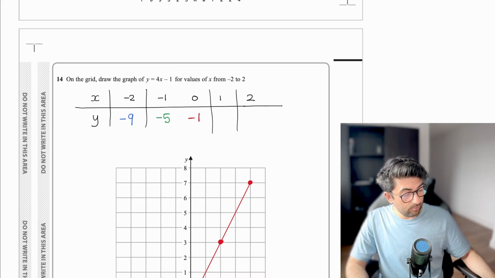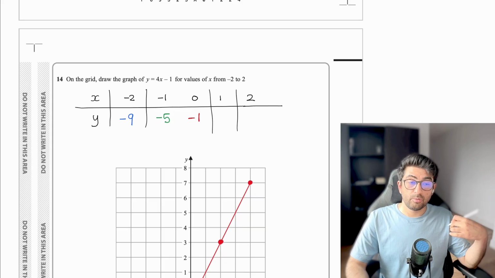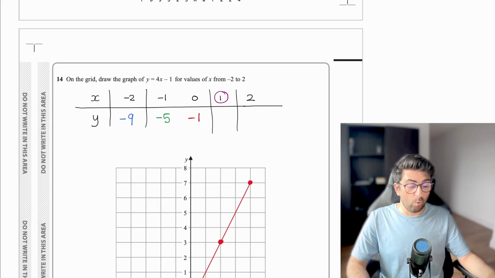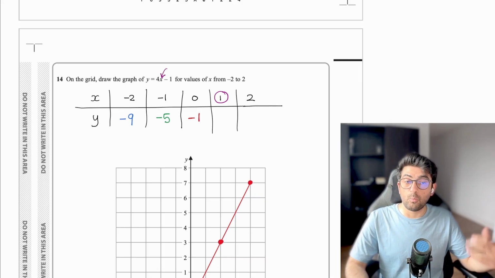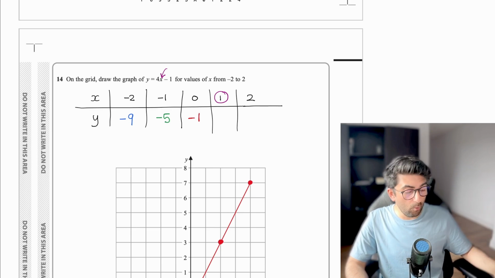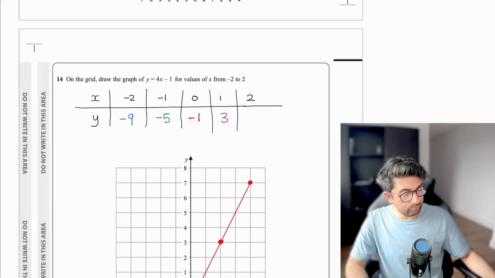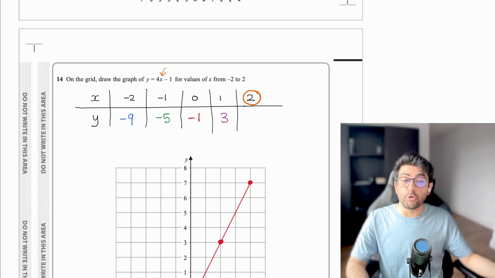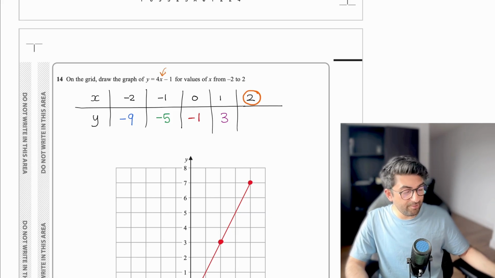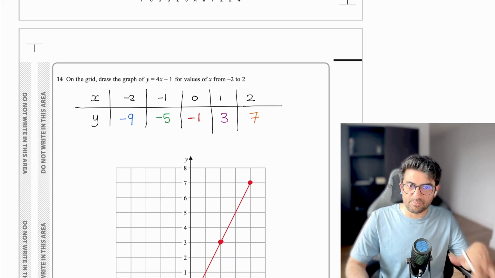Okay, next one is 1. So when X is 1, what is Y? 4 times 1 is 4. Take away 1, Y's got to be 3. And the last one, when X is 2, what's Y? 4 times 2 is 8. Take away 1 is 7. Okay, so I've got all my table filled in.